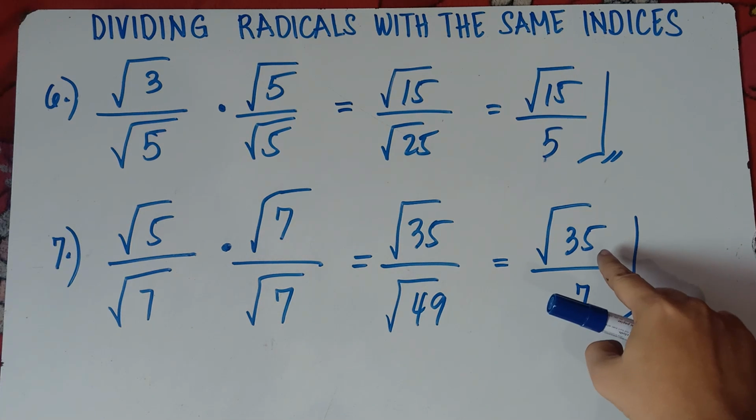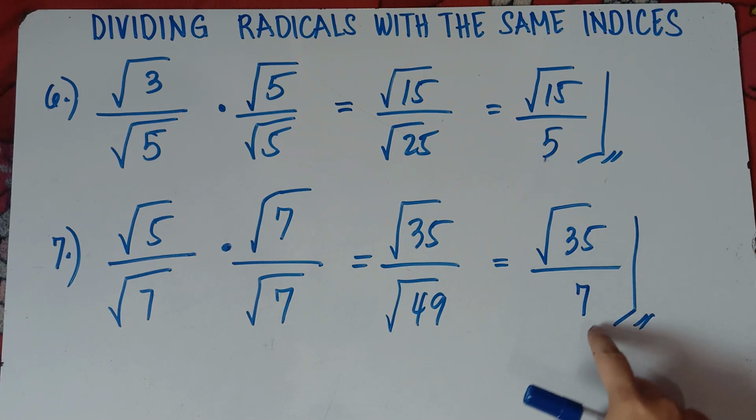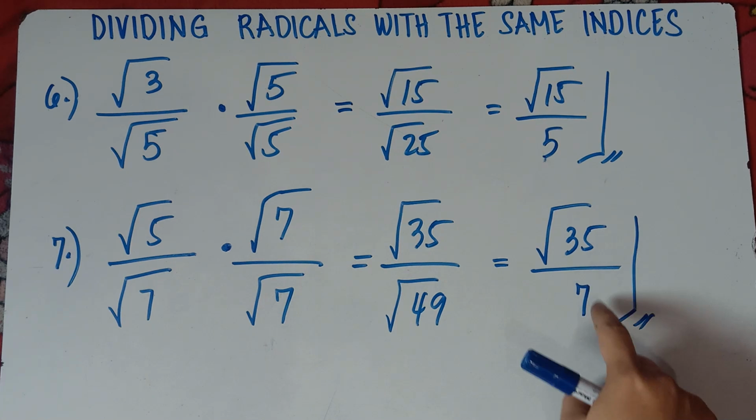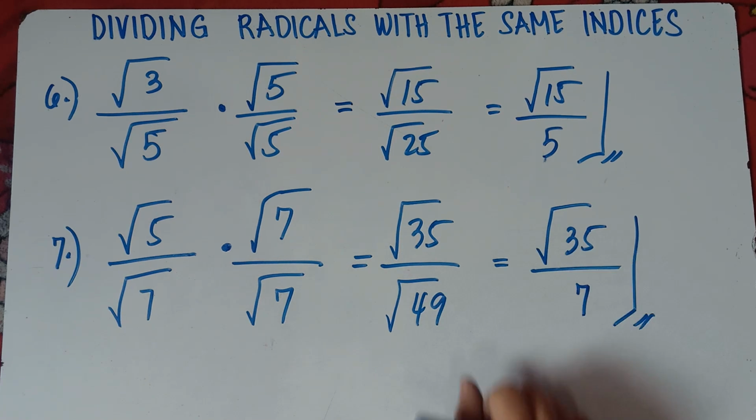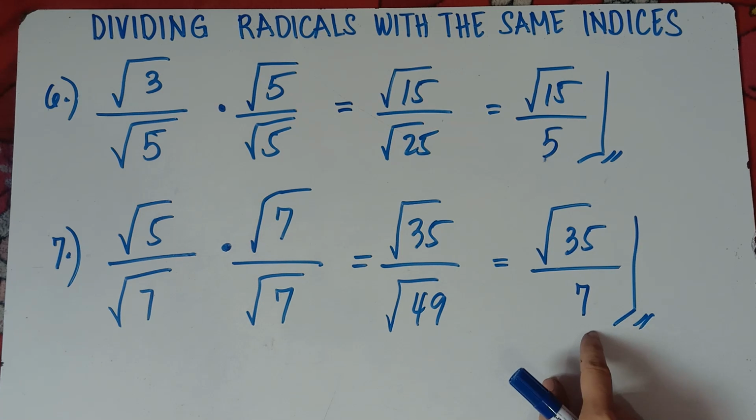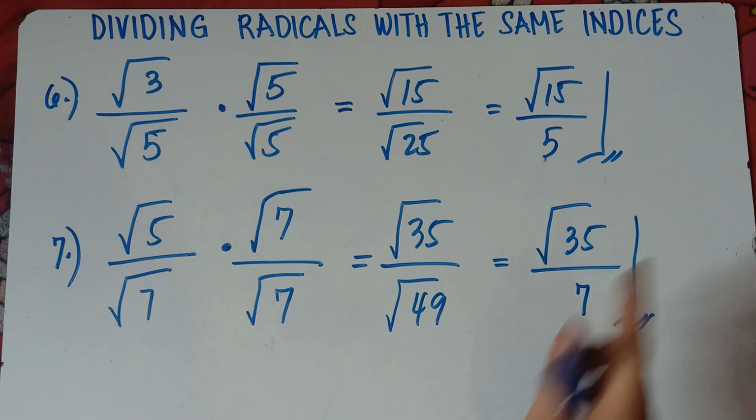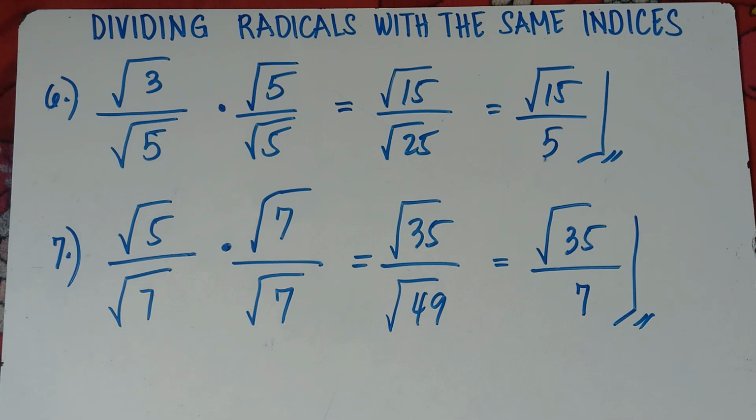So once again, class, do not divide 35 by 7. You cannot divide 35 by 7 because this 35 contains radical and this one doesn't contain radical symbol. So this is just a whole number. So do not divide, class. That would be our final answer: square root of 35 over 7. Easy, right?